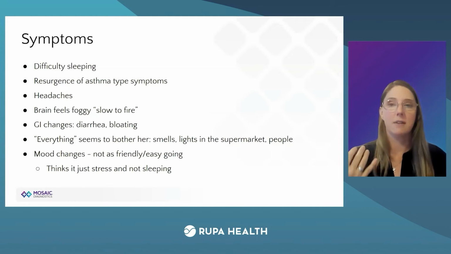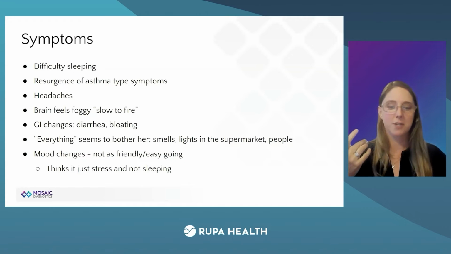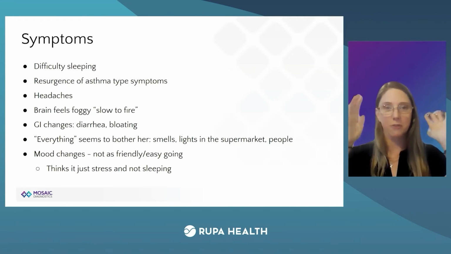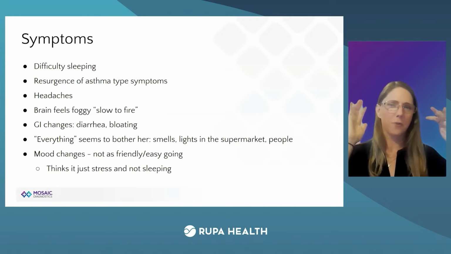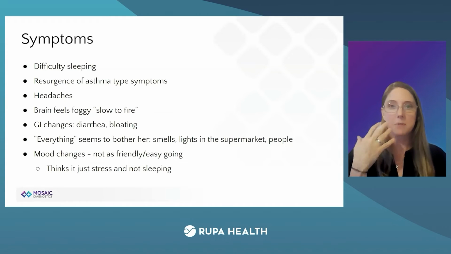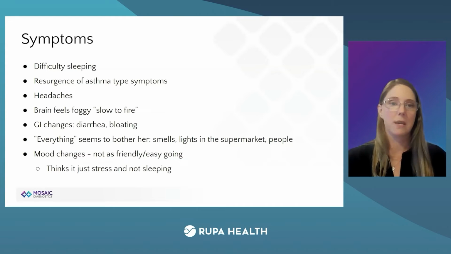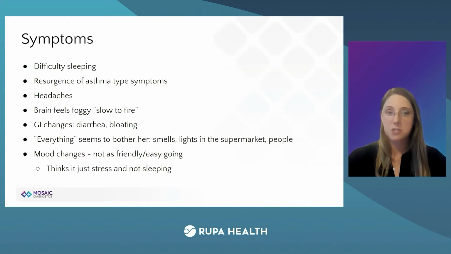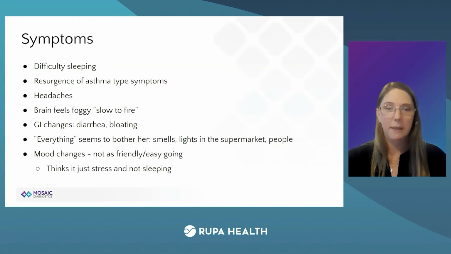She's having a ton of headaches, and she says her brain feels like it's slow to fire. Like she's having to hunt for words, she loses track of her thought, even sometimes mid sentence and mid conversation. She has noticed some GI changes. She's got some diarrhea and pretty frequent bloating.